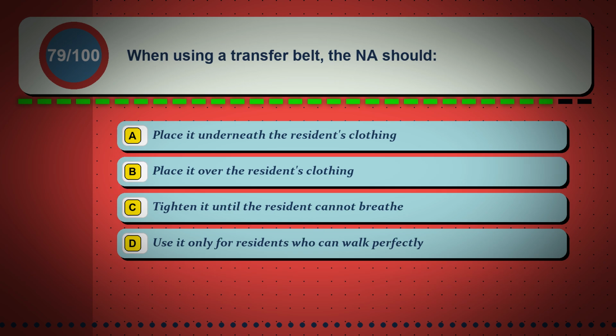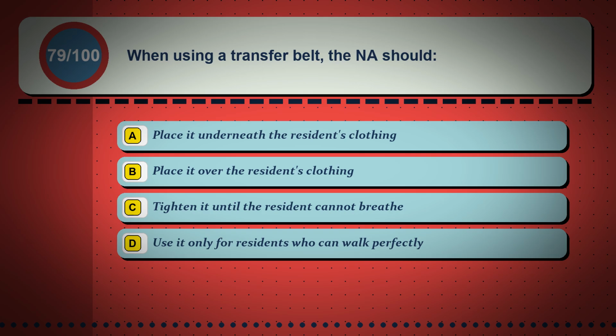Question 79. When using a transfer belt, the NA should: Option A. Place it underneath the resident's clothing. Option B. Place it over the resident's clothing. Option C. Tighten it until the resident cannot breathe. Option D. Use it only for residents who can walk perfectly.